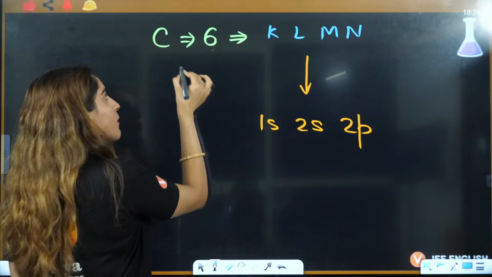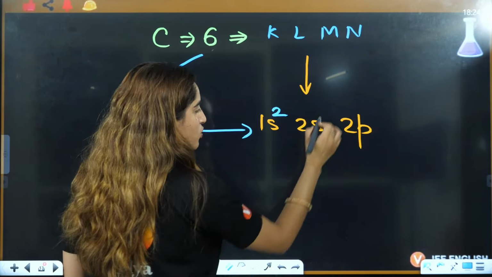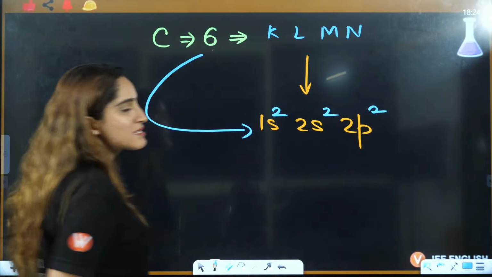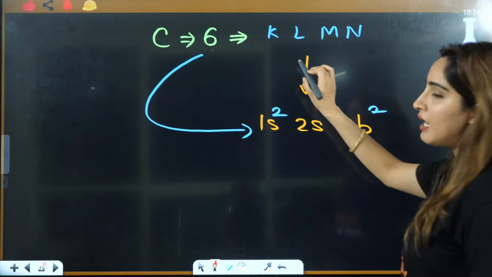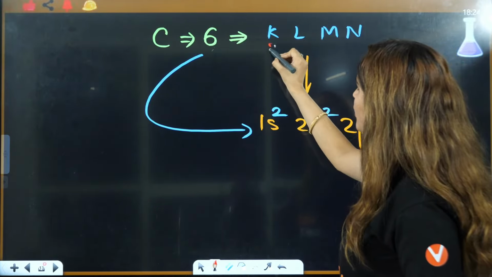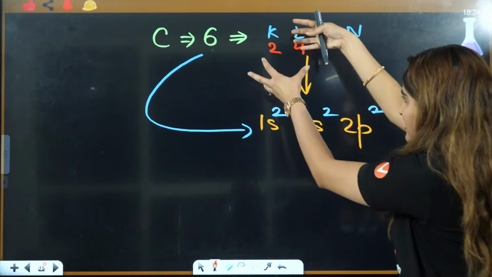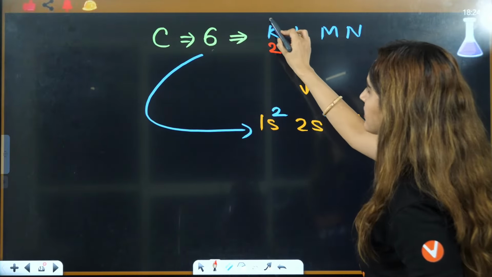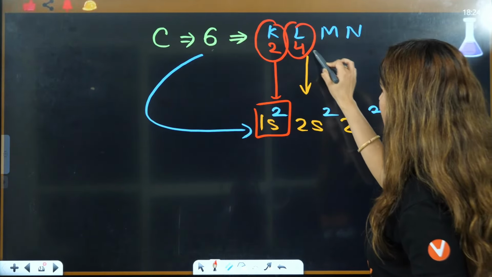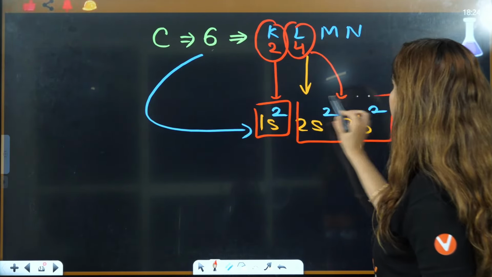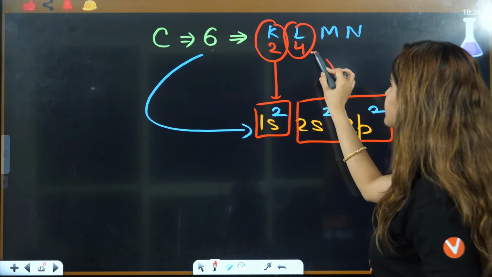Now, if you talk about atomic number 6, the electronic configuration is 1s2, 2s2, 2p2. This is the electronic configuration, right? In class 9th, you used to write 2 here and 4 here, isn't it? But the expansion of this is, this K we are expanding to 1s2, and this L we are expanding to 2s2, 2p2, right? I'll talk about in structure of atom why we are doing this.